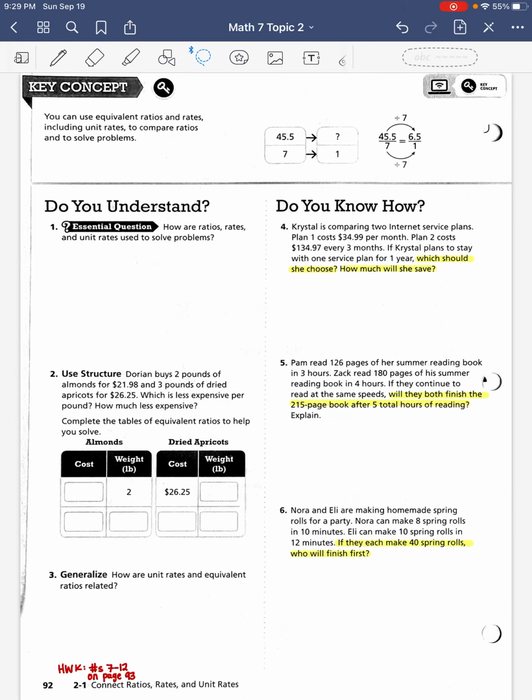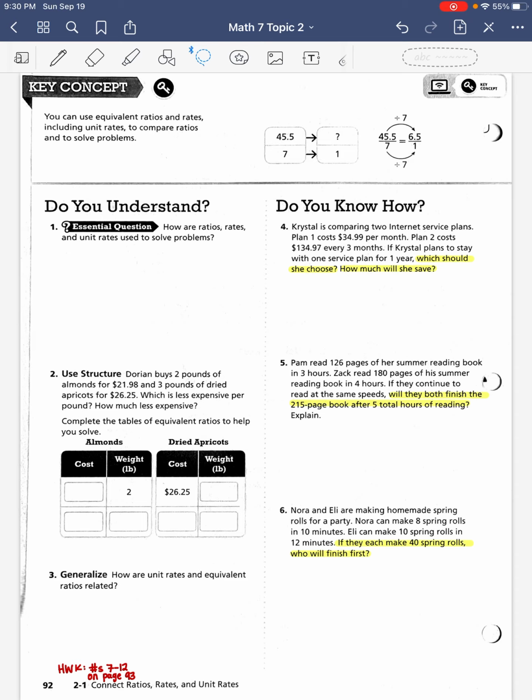Okay, let's look at the Do You Know How, starting with question 4. Crystal is comparing two internet service plans. Plan 1 costs $34.99 per month. Plan 2 costs $134.97 every 3 months. If Crystal plans to stay with one service plan for 1 year, which should she choose? How much will she save?